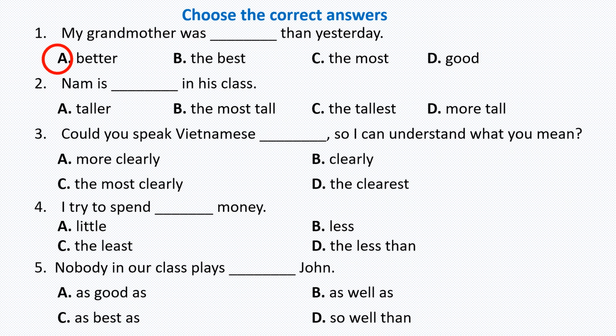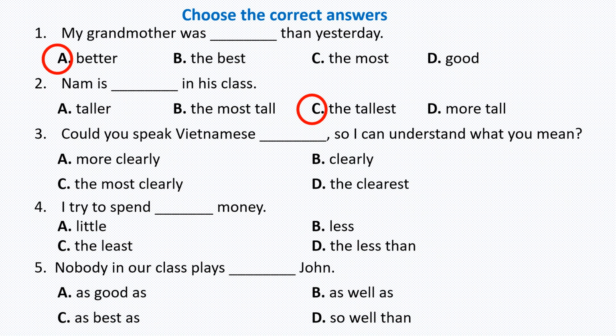2. Nam is ___ in his class. A. taller. B. the most tall. C. the tallest. D. more tall. C is correct. Nam is the tallest in his class.